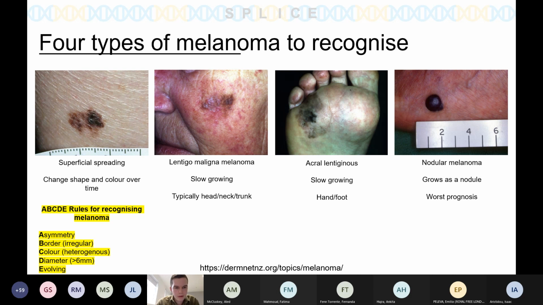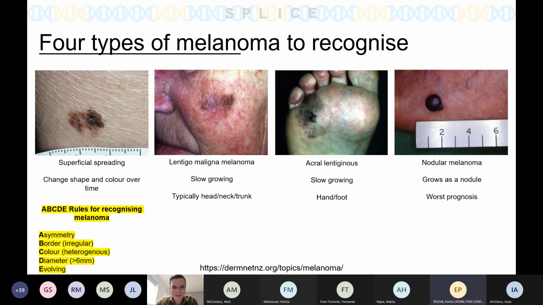And then the picture just to the right of that, the guy's cheek, lentigo maligna, lenti again meaning slow growing, so it's one of the less aggressive forms of melanoma. I think typically affects the head and neck. Maybe Amelia's going to come in and tell me that.